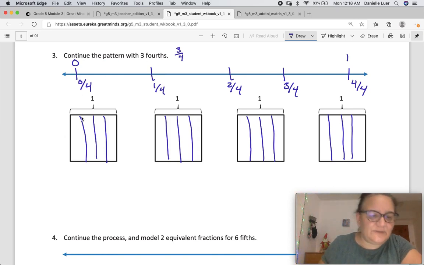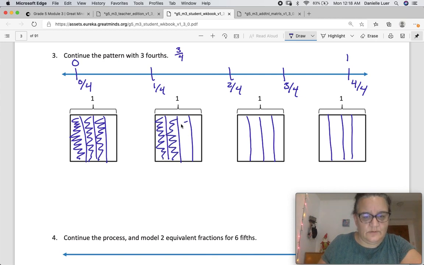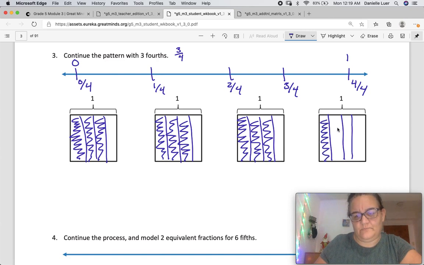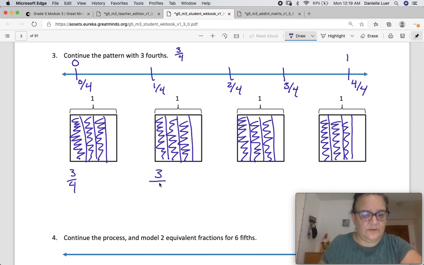And it's 3/4, so I'm going to color in 1, 2, 3 out of 4. 1, 2, 3 out of 4. 1, 2, 3 out of 4. 1, 2, 3 out of 4. So here's 3/4.